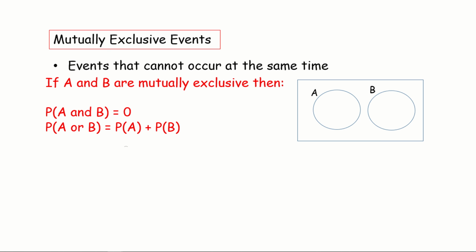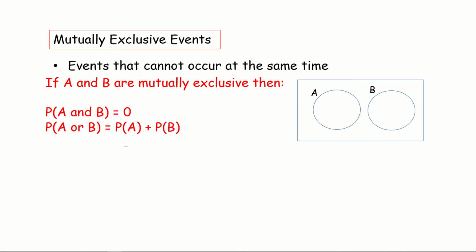For instance, if I flip a coin, I could get a head, I could get a tail, I could not get a head and a tail at the same time. The events getting a head and getting a tail are mutually exclusive. If Man United are playing a football game, the event that they win and the event that they draw, they're both possible, but they cannot both win and draw the same game. That is not possible. Those events are mutually exclusive.